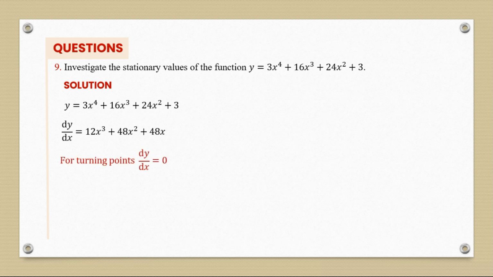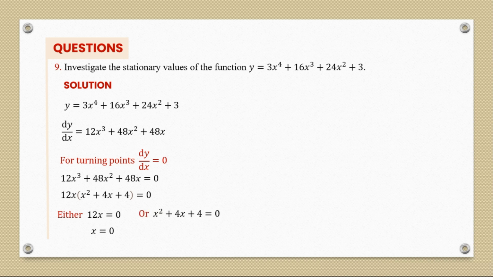So remember, for turning points, dy/dx is equal to 0. So in this case, I can factorize out 12x and have 12x times (x squared plus 4x plus 4) being equal to 0. So either 12x is equal to 0 and x shall be equal to 0, or x squared plus 4x plus 4 is equal to 0, of which I can get, when I solve this quadratically, x can be equal to 1 or x can be equal to negative 2. Alright, so in this case, we have 3 values of x.